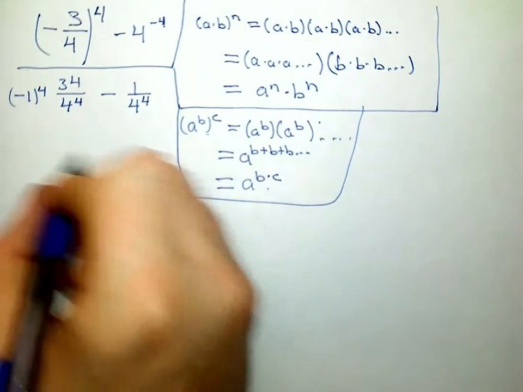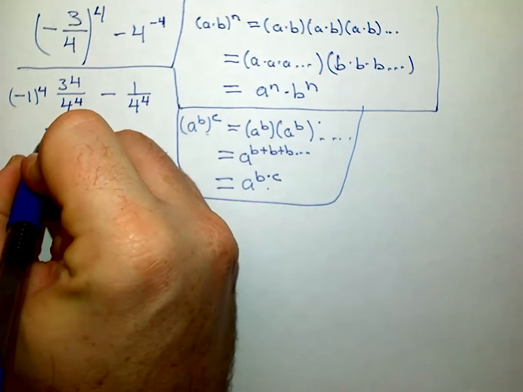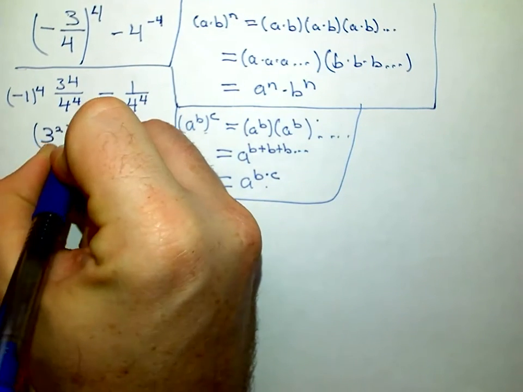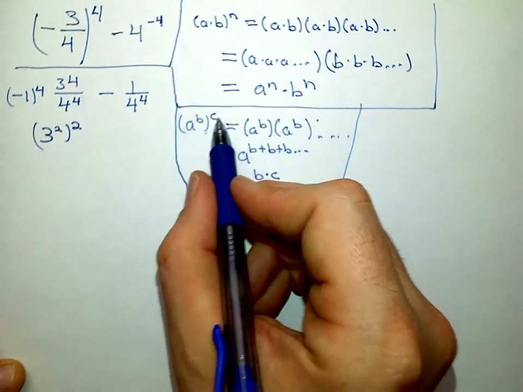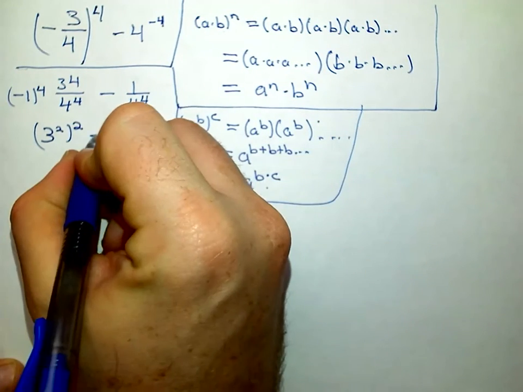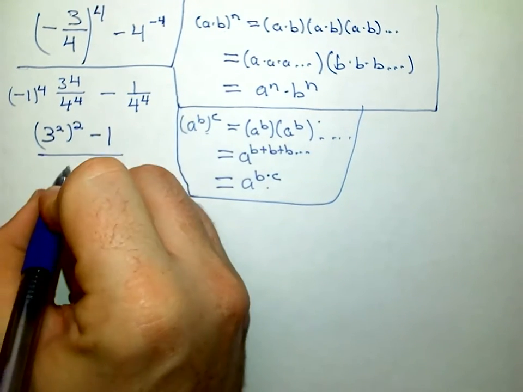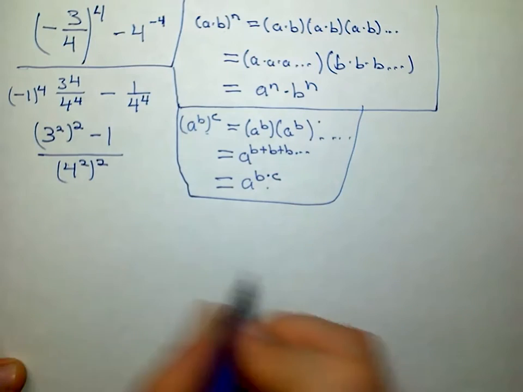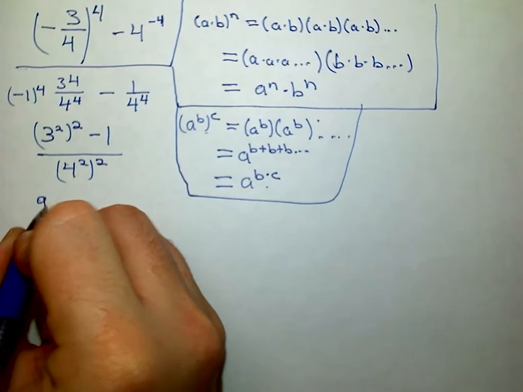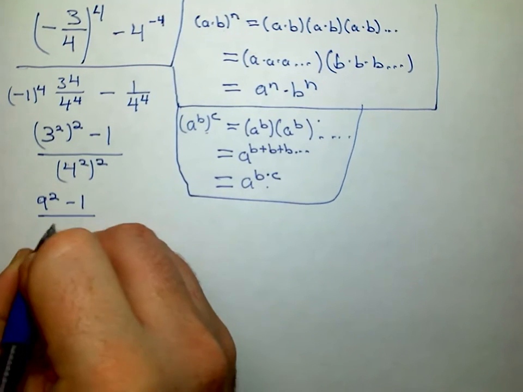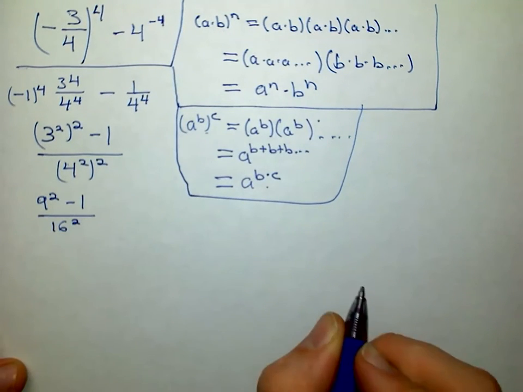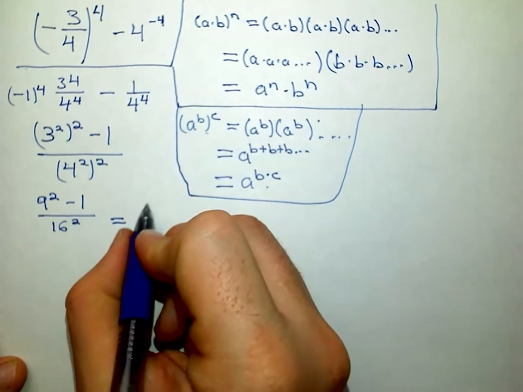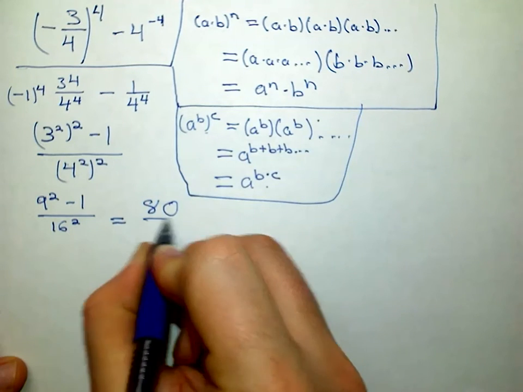And then I have common denominators. So we get 3 to the squared, right? I'm using this thing here. 4 is 2 times 2, so I can do that. I have a 1, and I have a 4 to the 2 to the 2, which is 9 squared minus 1 over 16 squared. Well, now, 9 squared is 81, so 9 squared minus 1 is 80.